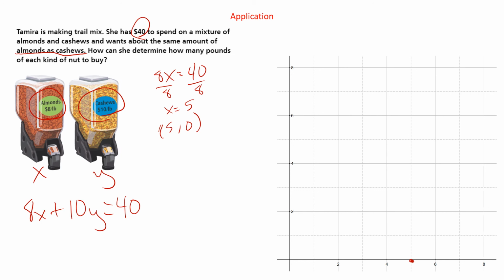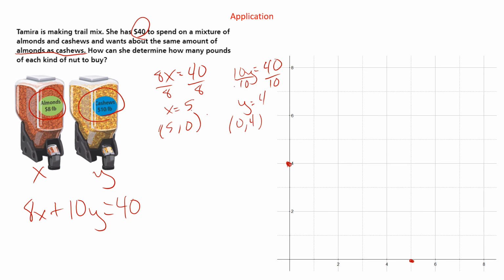And then if x equals 0, if she bought 0 almonds, we'd have 10y equals 40, divide by 10, and so y equals 4, which is the point (0, 4). So if she bought 0 pounds of almonds, she could buy 4 pounds of cashews. Then we can draw the line.